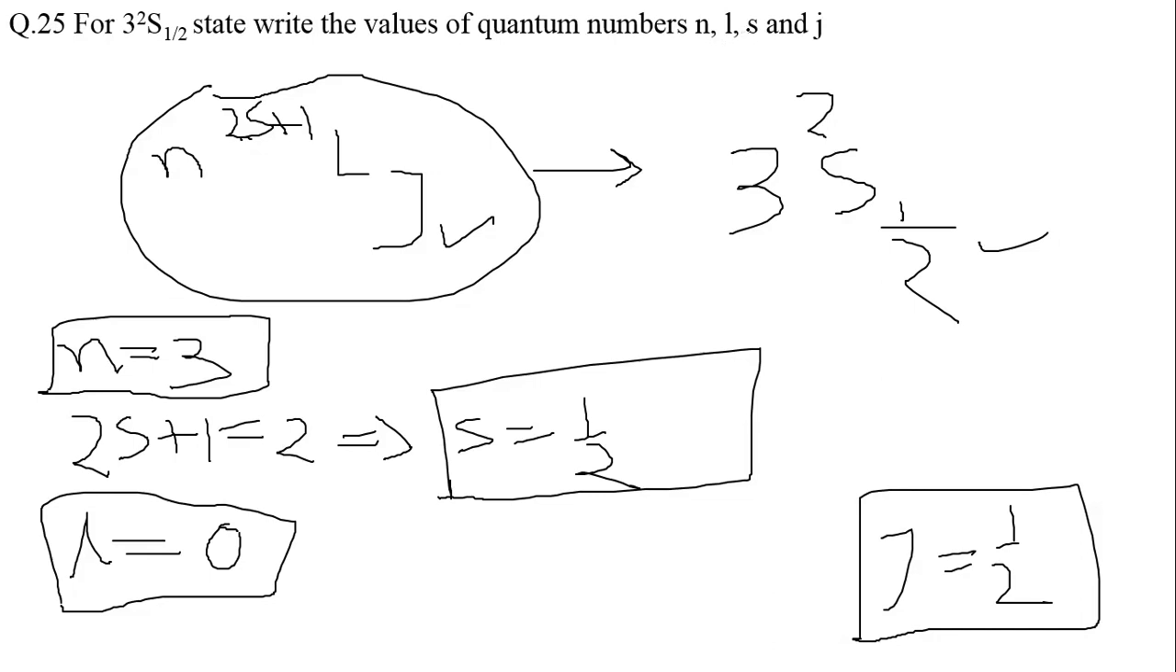Here it is written as n, l, s and j because it is a single state, but when we are considering the LS coupling we write it not as small l, we write it as capital L, capital J, like that. So this is the value of n, l, s and j for the state 3 2S half. These quantum numbers: n is the principal quantum number, l is the orbital angular momentum quantum number, s is the spin angular momentum quantum number, and j is the total angular momentum quantum number. I think there should not be any doubt in this question. So we should proceed to the next question.